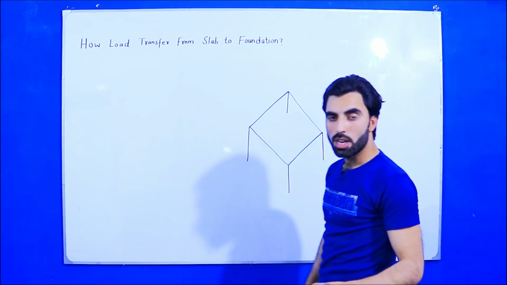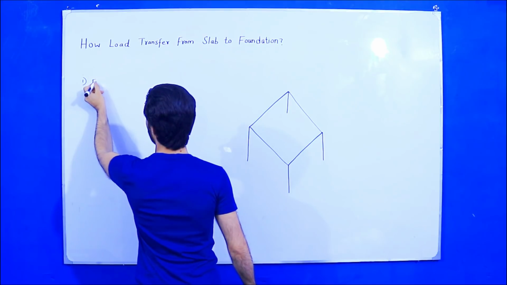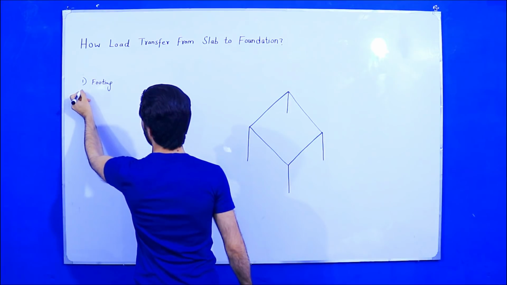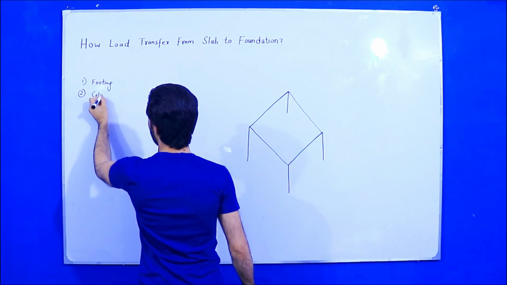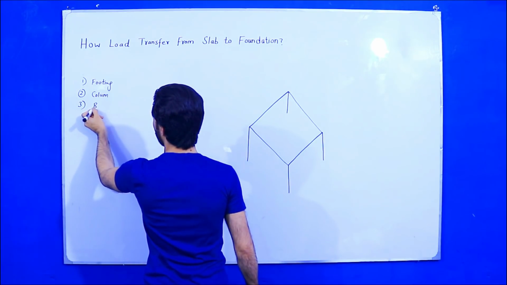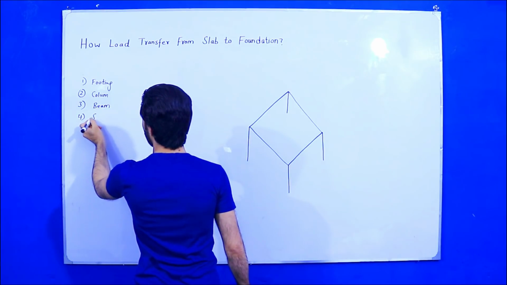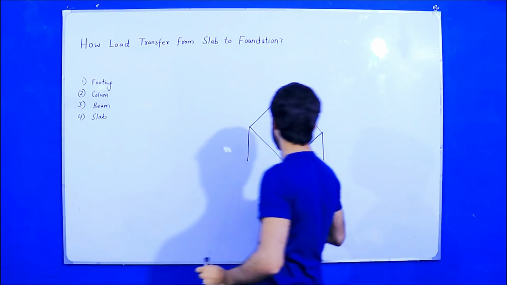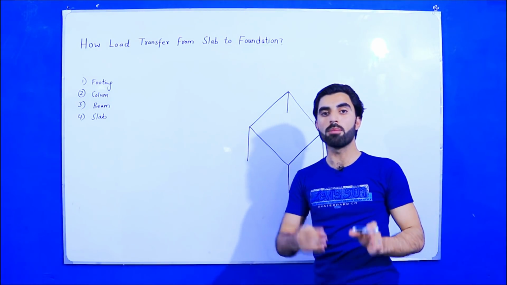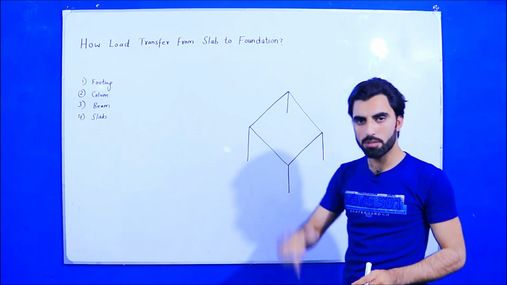As you know, in a frame structure, the first one we have is footing, the second is column, the third is beam, and the fourth is slab, from substructure to superstructure. So how does the load transfer from superstructure to substructure, meaning from superstructure to the foundation?